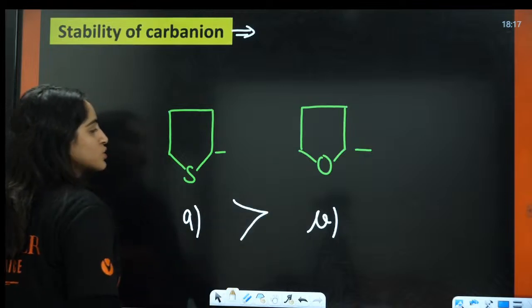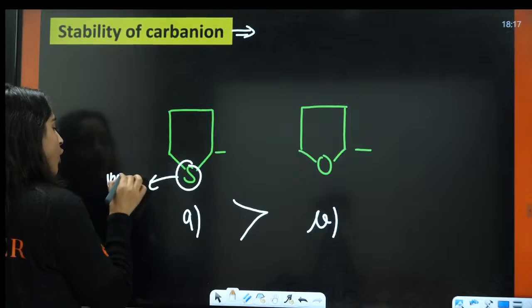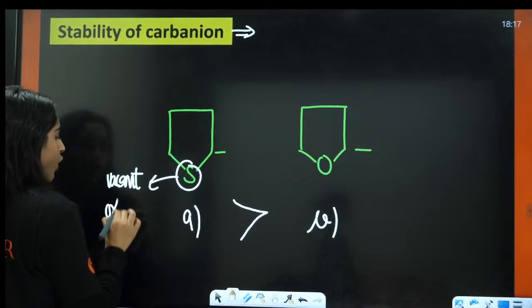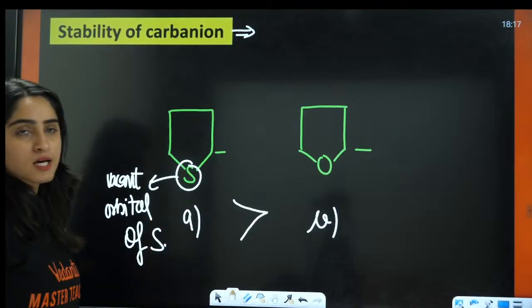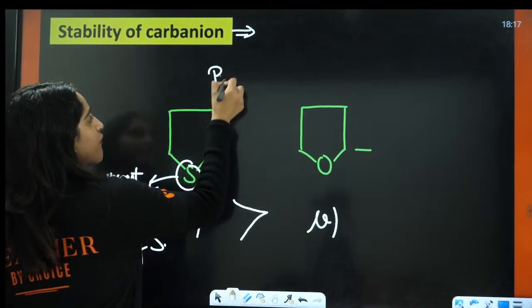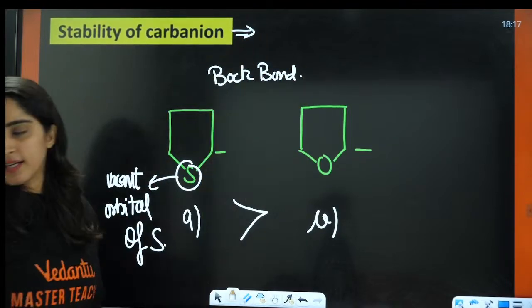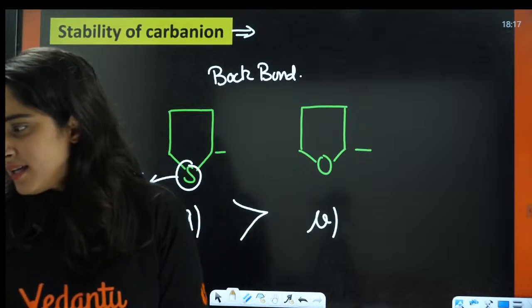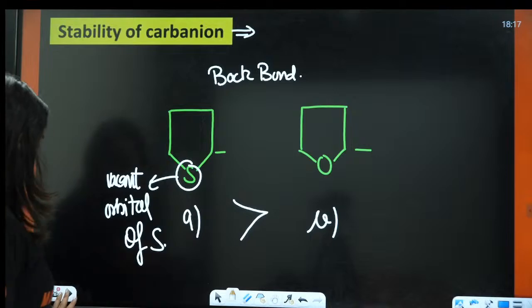So this A is more stable than B because of the vacant orbitals of sulfur, right? So the back bonding is the factor here. Back bonding is the deciding factor in this case. Okay?